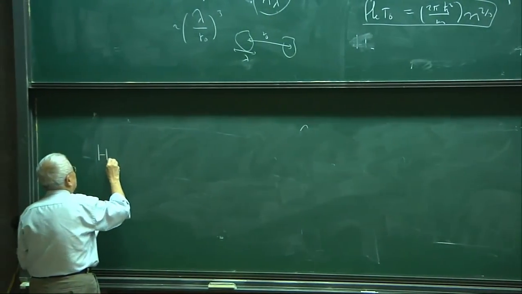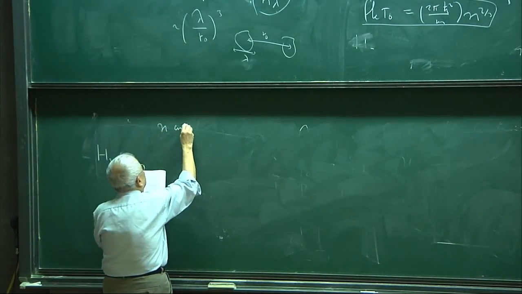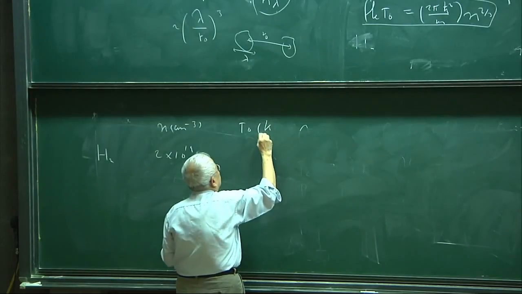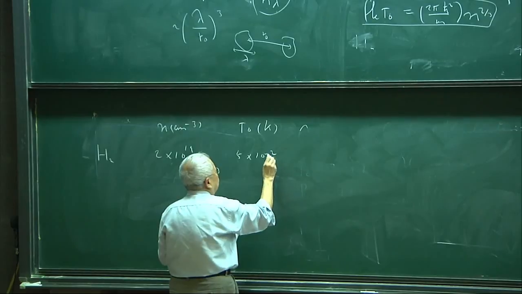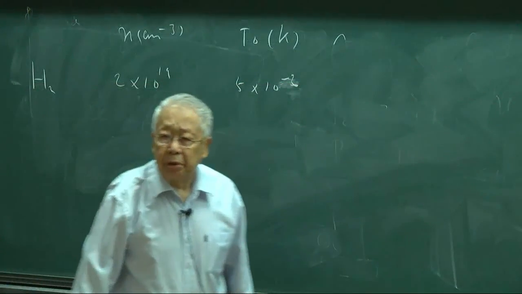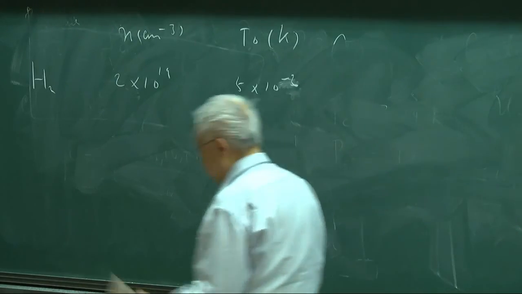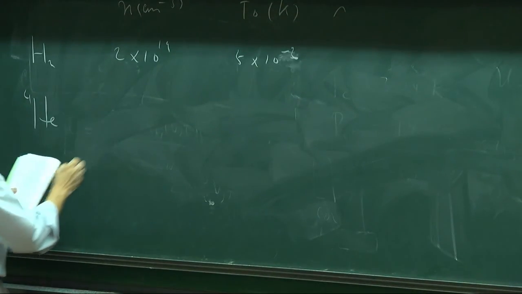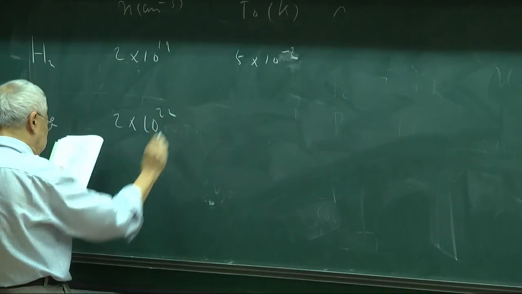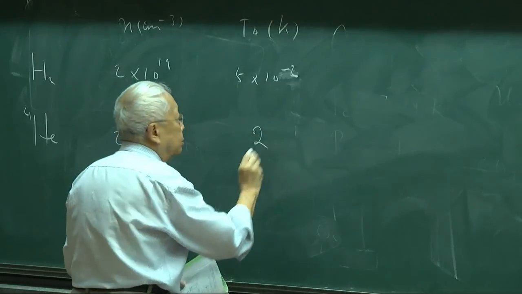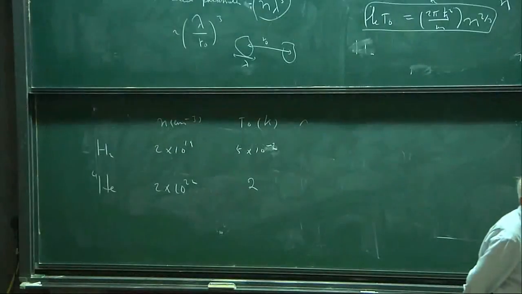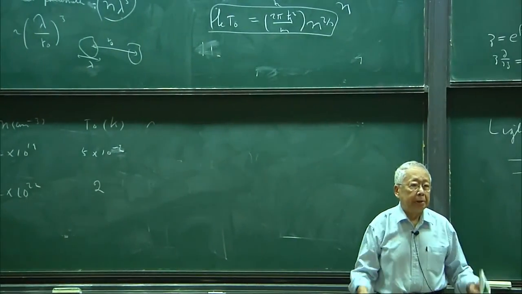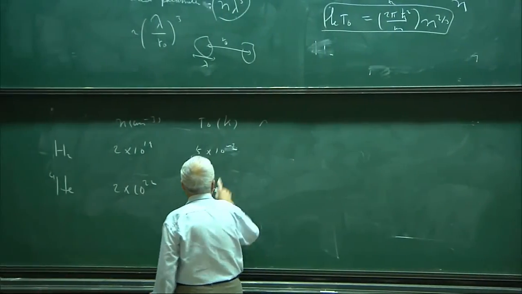So I have, say, hydrogen gas, with n in centimeter to the minus 3 being 2 times 10 to the 19th, and T0 in Kelvin must be 5 times 10 to the minus 2. So for hydrogen, you have to go to very low temperature before you can feel the quantum effect. For helium-4 gas, the density is not much different, 2 times 10 to the 22. The number is different, but the mass is different, so you get 2 degrees. And indeed, at 2.18 degrees Kelvin, helium becomes superfluid. At that point, you see the quantum effect very dramatically manifested. You can see the superfluidity of the helium.